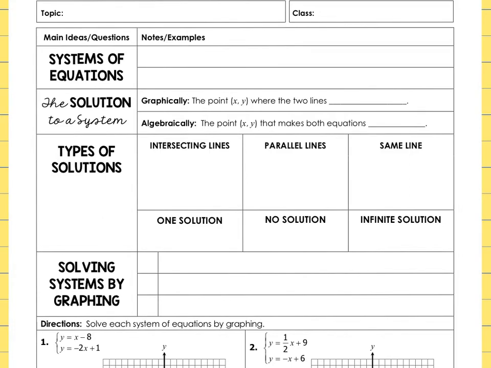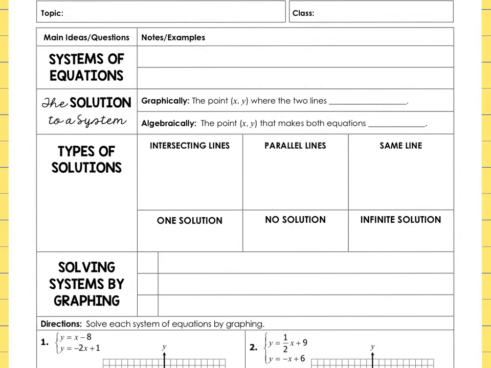Hello everyone. If you're joining me today, we're going to start looking at systems of equations. More specifically today, we're going to be looking at solving systems by graphing. A fair warning, today's lesson is heavily reliant on graphing linear equations, specifically in y equals mx plus b form.